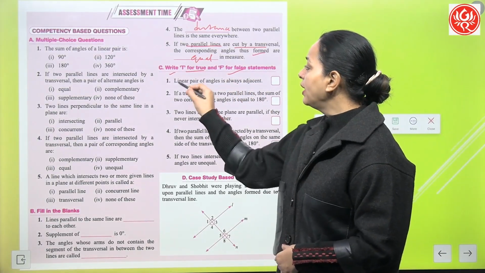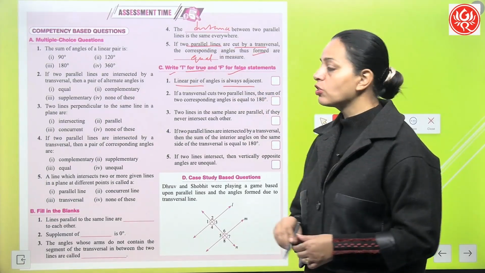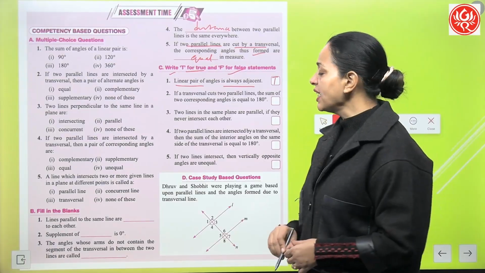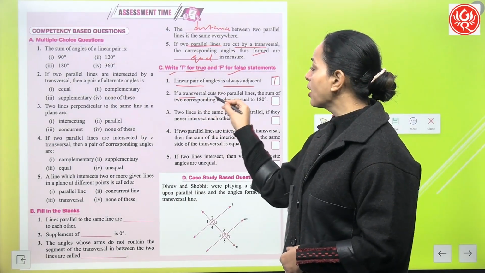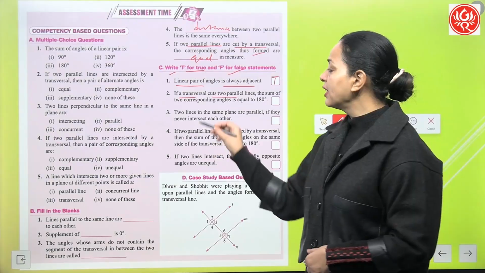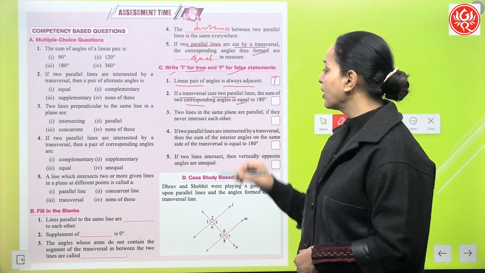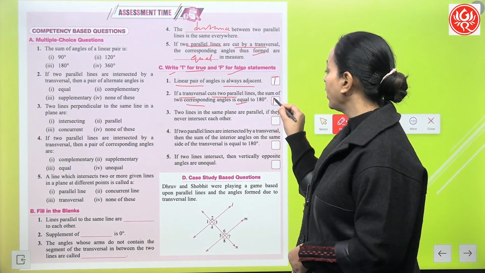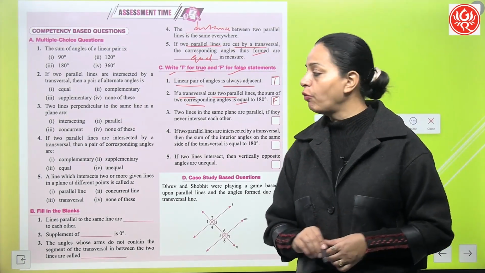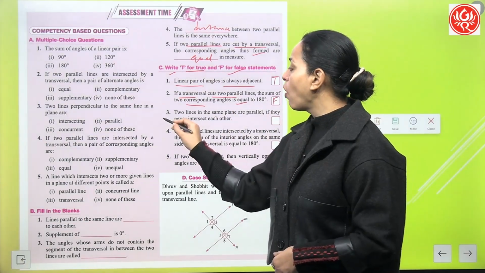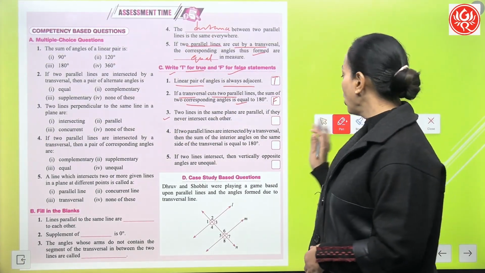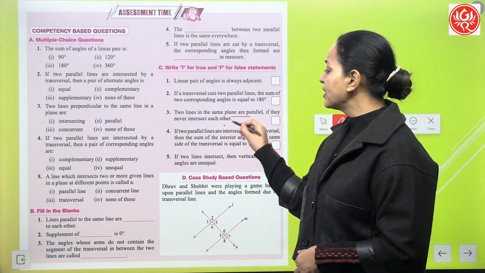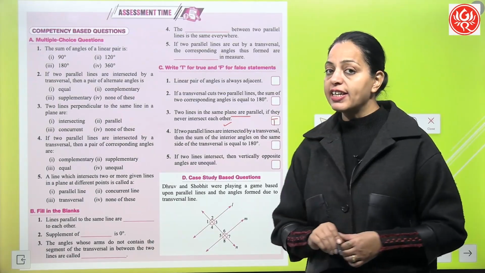Now the C part, write T for true and F for false statements. The first one, linear pair of angles is always adjacent. Yes, this is true. The second one, if a transversal cuts two parallel lines, the sum of two corresponding angles is equal to 180 degrees. No, corresponding angles are always equal. So this statement is false. The third one, two lines in the same plane are parallel if they never intersect each other. Yes, this is true.